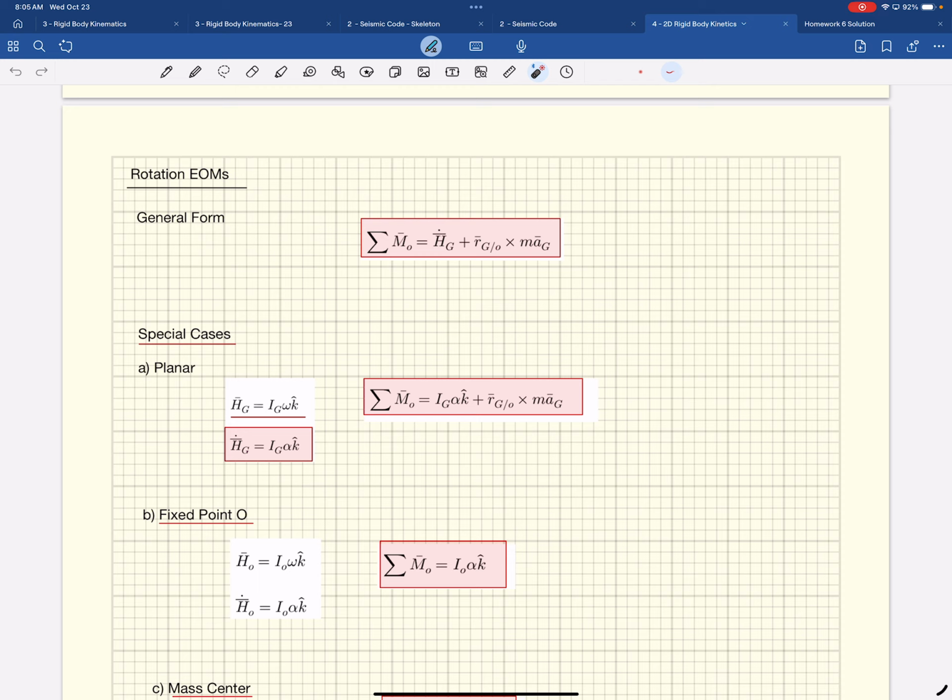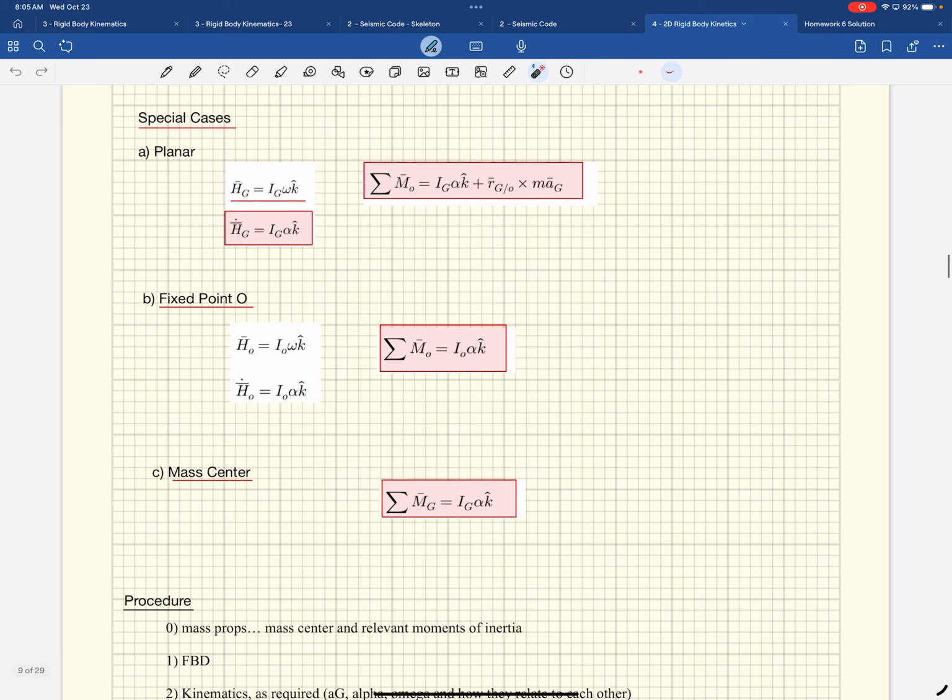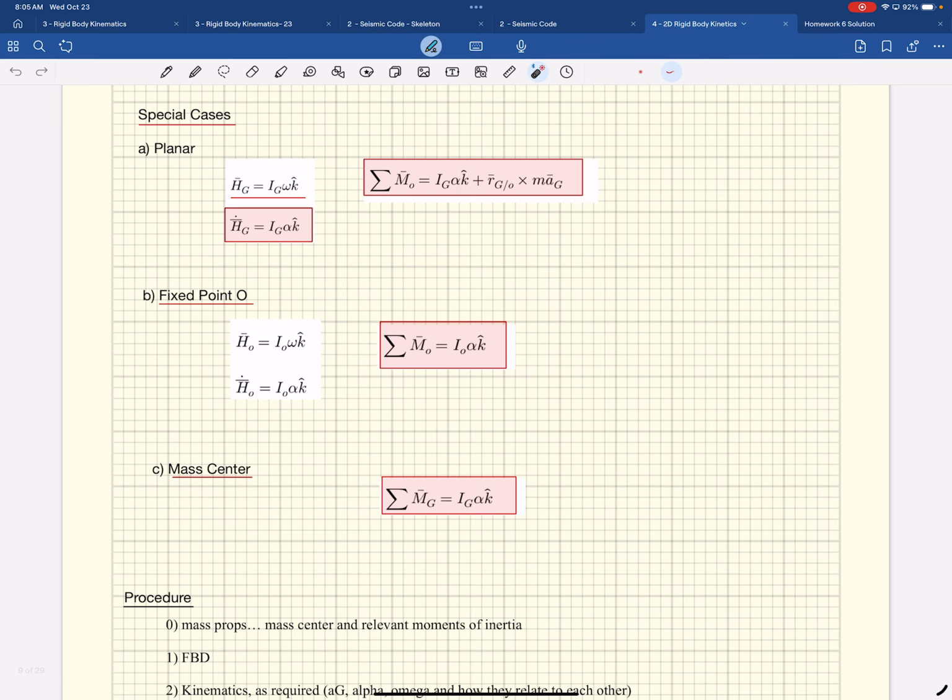That isn't even constraining it to 2D. When we constrain it to 2D, the H_G dot component just becomes I_G times alpha. So our moment about some arbitrary point will be I_G times alpha plus this moment, which is really close to r cross F. There's maybe one problem where you might have to use this most general form, and that's if you don't have a fixed point. If you're in 2D and you have rotation about a fixed point, you just take I about that fixed point, and this part goes away. You just have I_O times alpha. That's your moment equation when we have a fixed point.